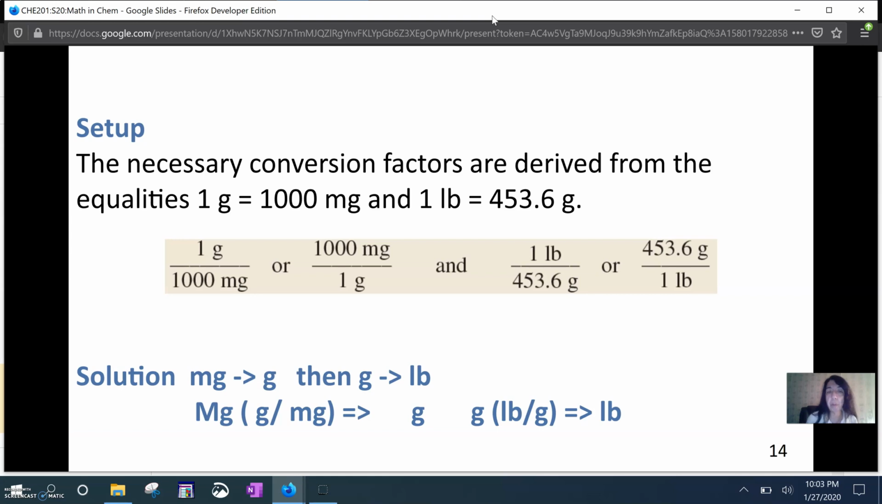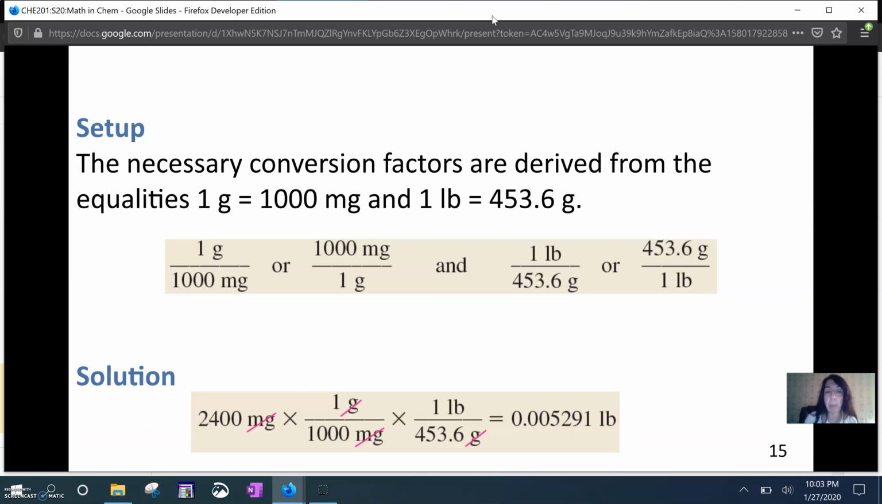So you have your conversion factors as fractions, and you say, well, which ones do I need? I need to go from milligrams to grams, so I'm going to use the one that's going to cancel the milligrams, and then I'm going to go from grams to pounds, so I'm going to use the one that's going to allow me to cancel out grams and be left with pounds. And then you just substitute your numbers in.